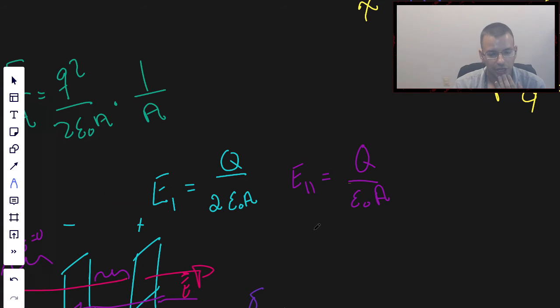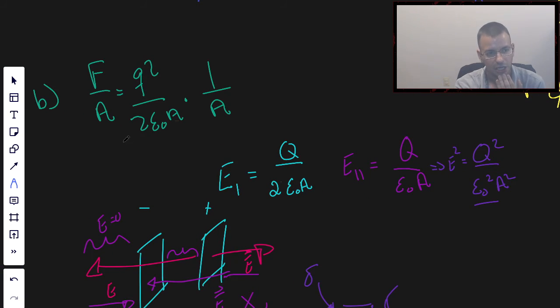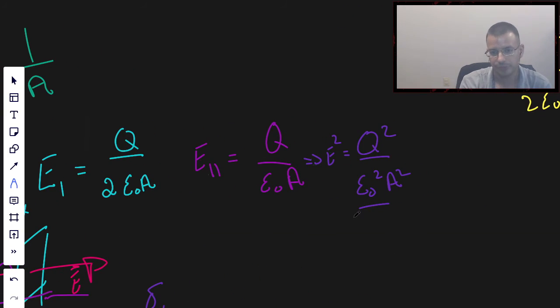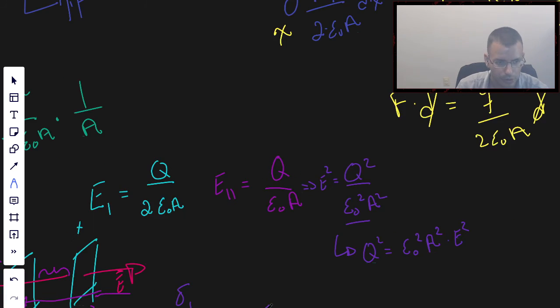All right. So we're not as concerned with the electric field as we are with the electric field squared. So it's going to give us Q squared over epsilon naught squared area squared. Plugging this into our equation up here. Actually, I'm just going to solve this for Q squared and see what happens. So Q squared equals epsilon naught squared, area squared, times E squared. There we go.